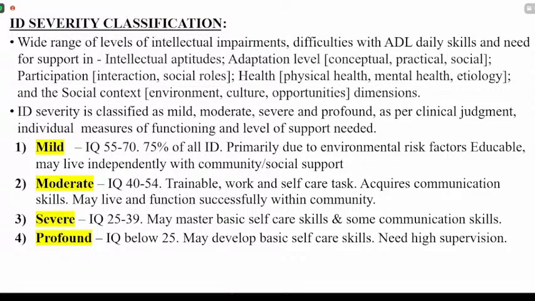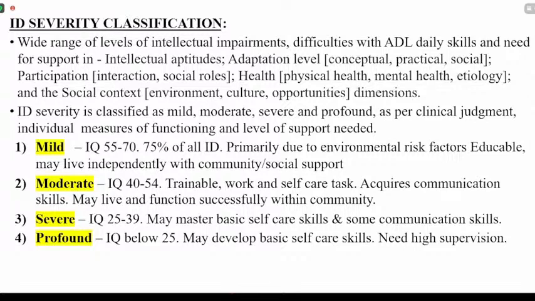The second is moderate intellectual disability with IQs of 40 to 54. This group, they are trainable. They can learn to work and take care of themselves. They do acquire some communication, and in communities with good support, they may live and function successfully.